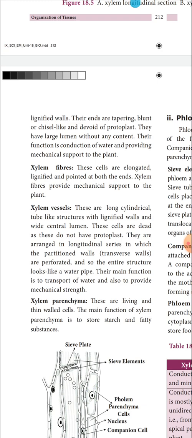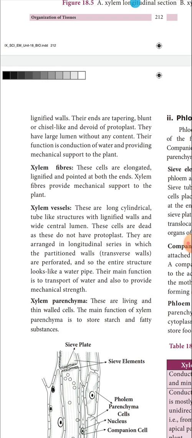These cells are elongated, lignified and pointed at both the ends. Xylem fibers provide mechanical support to the plant. What is the function of the xylem fibers? Mechanical support. It is understood it does not involve in conduction of water.